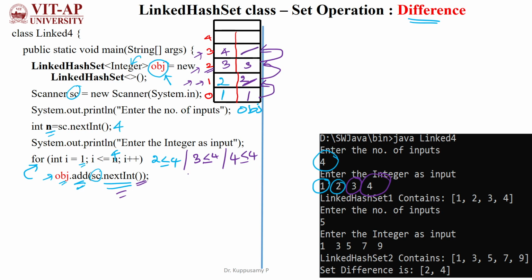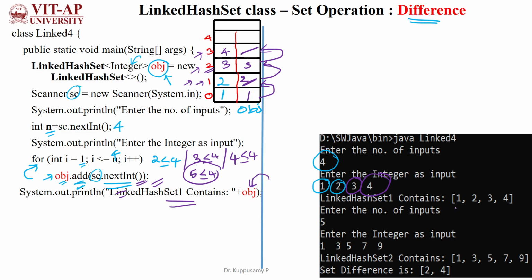So now i is incremented to 5, and 5 less than or equal to 4 is false, so it will come out of the loop. Now I am just printing the values which are available in obj, so 1 2 3 4, which are available as per the structure, and it maintains the insertion order. In whatever order we inserted, those values are displayed in that inserted order.